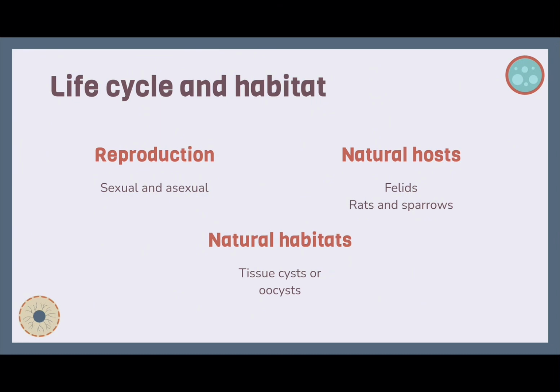These oocysts can contaminate soil, water, and food sources. Intermediate hosts, including humans and various warm-blooded animals, become infected by ingesting these oocysts or tissue cysts. In these hosts, the parasites undergo asexual reproduction, forming tissue cysts primarily in muscles and the central nervous system.